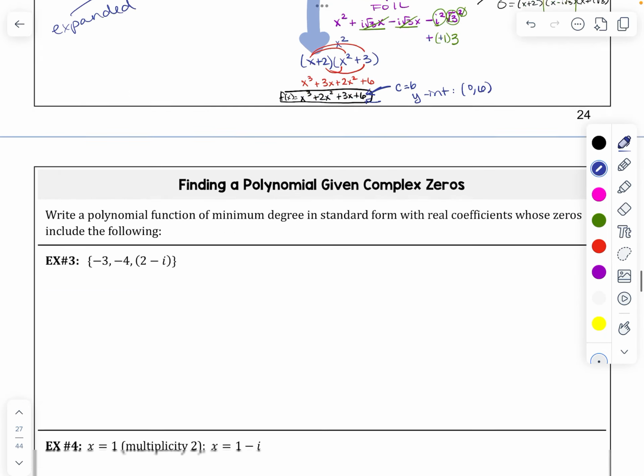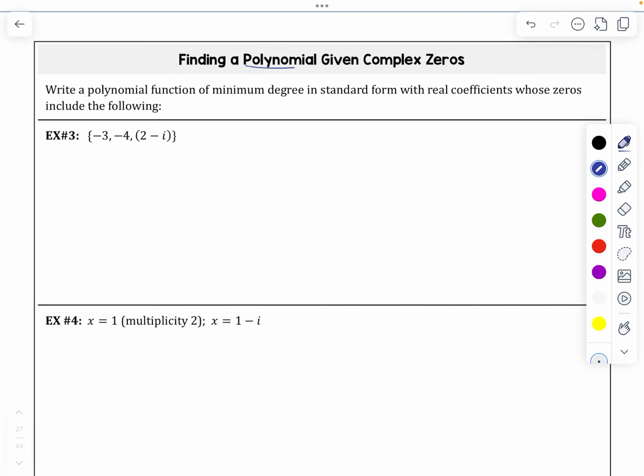All right, let's go ahead and talk about finding a polynomial given complex zeros. So here we've got an example where we're going to write a polynomial function with a minimum degree in standard form that's expanded. Remember, when we say standard form, we have to think expanded form, with real coefficients whose zeros include the following. So we see zeros of negative 3, negative 4, and 2 minus i. Remember, this is a complex number.